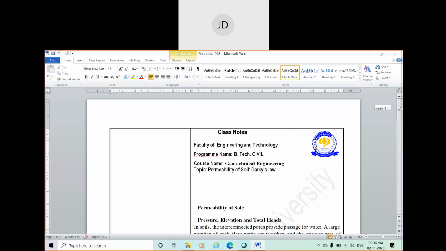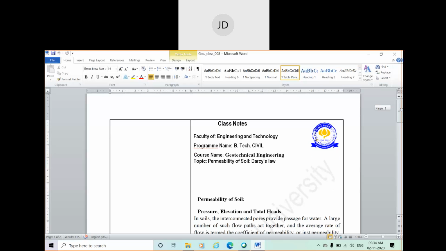So basically we are starting the new module, that is permeability of soil. You can see it is the name of the topic, the name of the module, permeability of soil. Fine. And here Darcy's law is given. It's a very important law that you need to understand, related to the flow of water through soil.